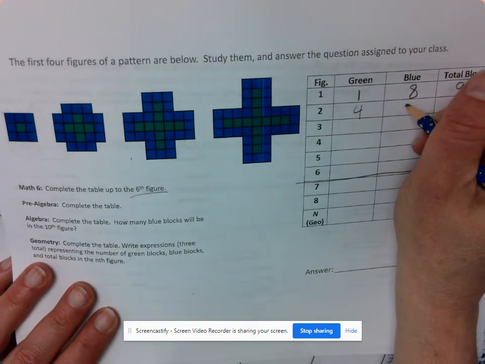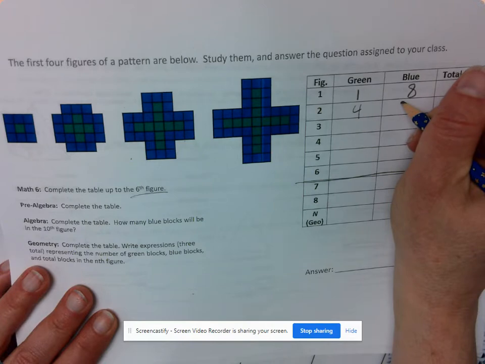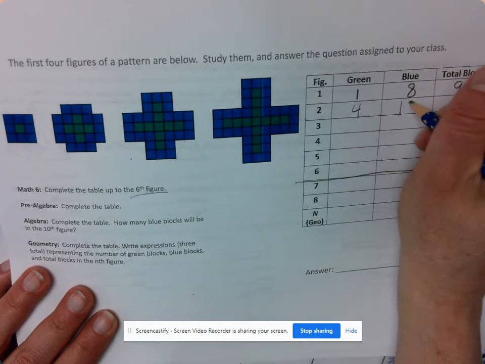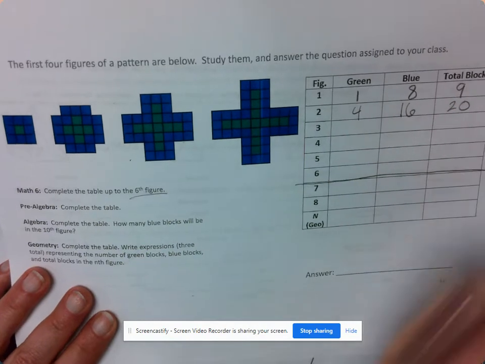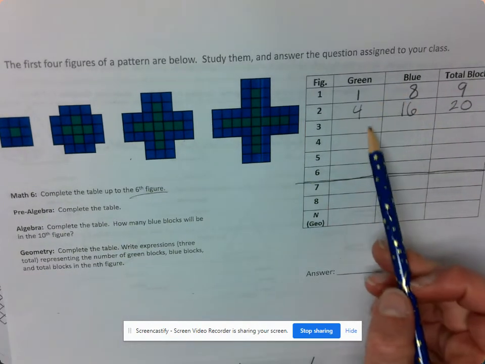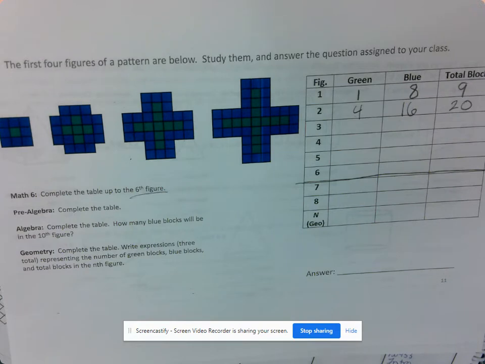Tristan, how many blue are there? Is it 16? Yeah. So we add the green and the blue together for my total. You're going to do that for each of those first 4 figures. Find the patterns. Continue that pattern.